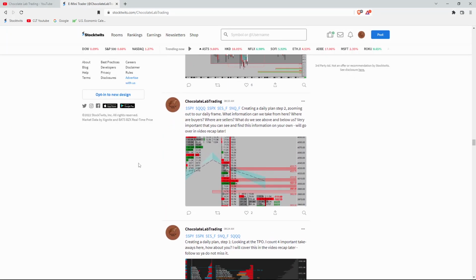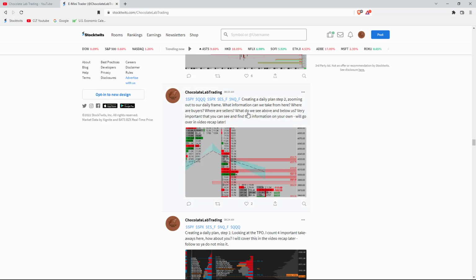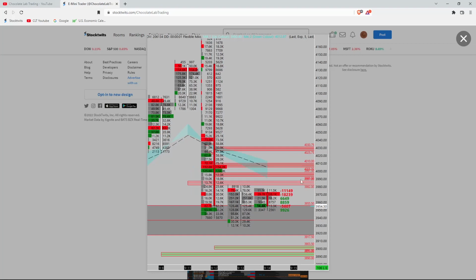Alright, creating a daily plan, step 2. Zooming out to our daily frame, what information can we take from here? Where are buyers? Where are sellers? What do we see above and below us? Very important. You could see and find this information on your own. We'll go over it in the recap.